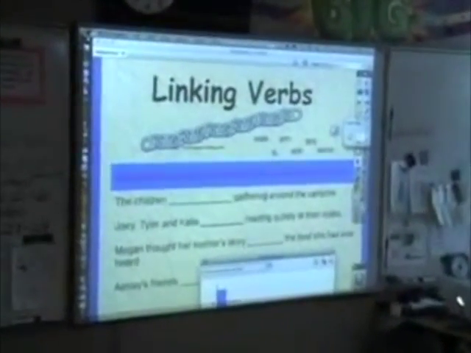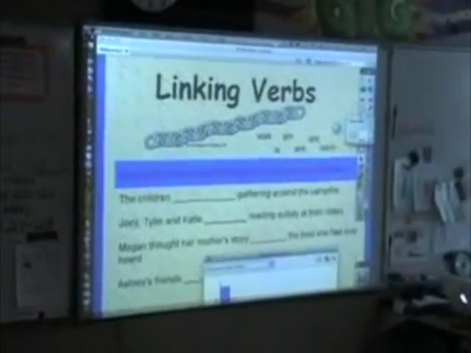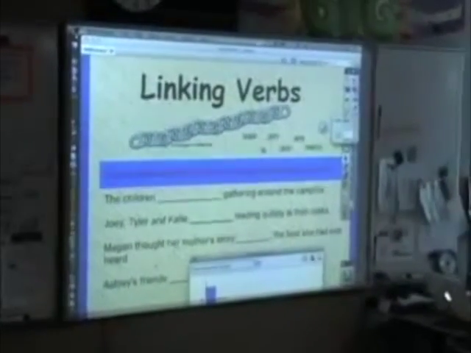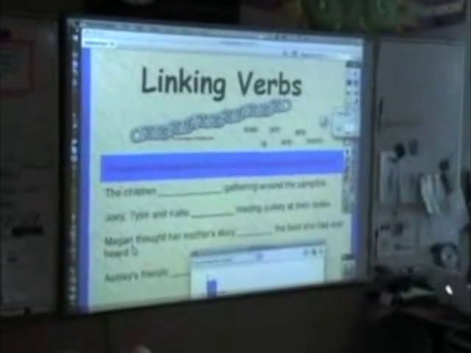She thought and she heard and she had ever heard. Gives us that indication that those are verbs and words that explain that it's past tense, that it already happened. Okay?